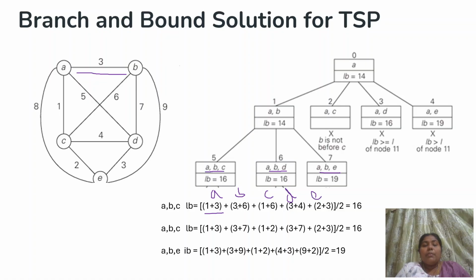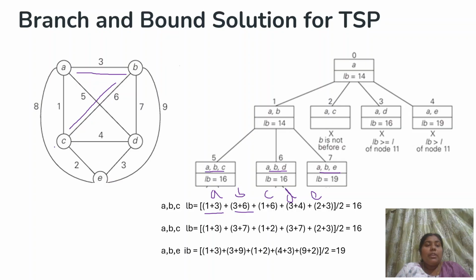Okay, so for B, I'm just going to find out the smallest. The smallest ones are 3 as well as 6. A to B should be selected, that is the standard one. So I'm just going to select 3 as well as 6. Why is 6 selected? A, B, C is the path. So what path am I going to consider here? A, B, C. So I'm just going to select 3 plus 6.